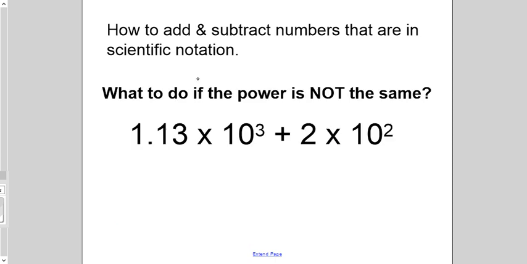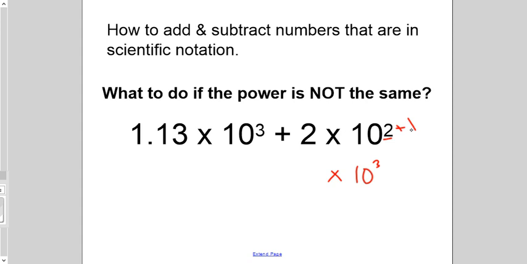Now, what do you do though if the power is not the same? So this is where it comes into that one rule. And usually they will not be the same. What you do is you go to the smaller exponent and you just add on to it however many numbers you need to make it equal to the other one. So since this is 3, we're going to add a 1 onto the 2, so that way they're both 3.